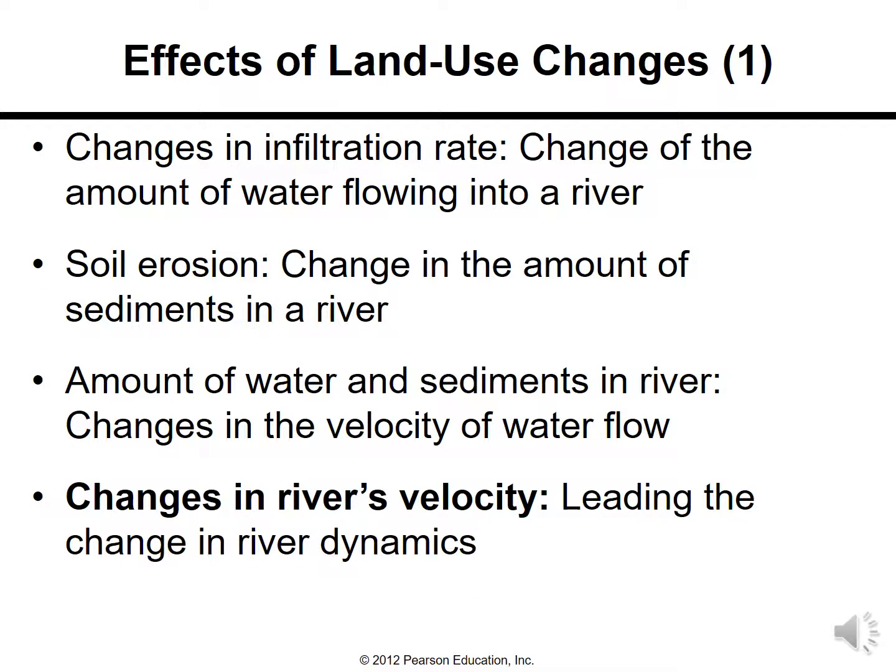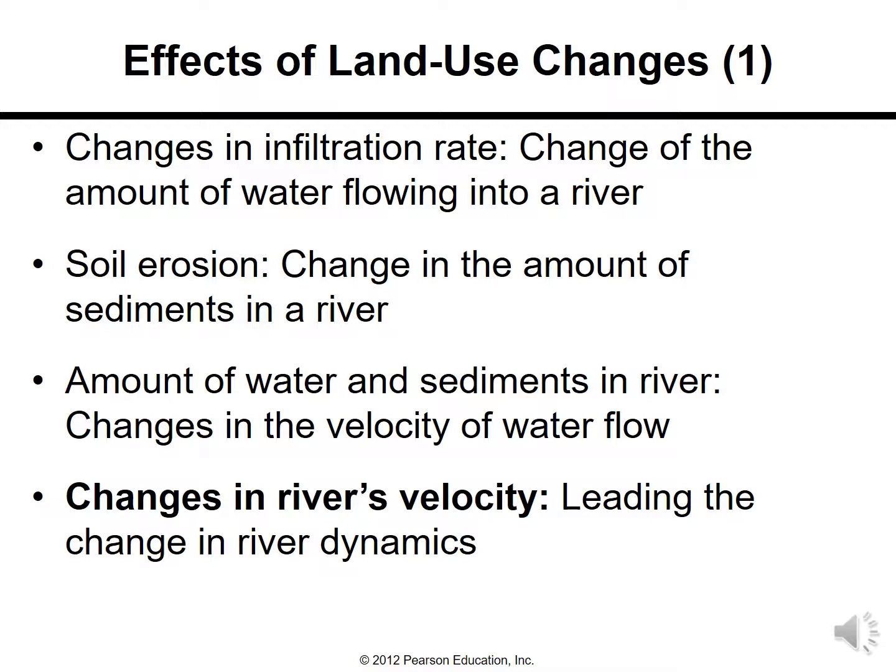The effects of land use changes. The changes in infiltration rate. So what is infiltration? The percolating of water from the surface towards the groundwater table. Infiltration happens when water particles move through the soil particles and reach the groundwater table. So that's the simple understanding of infiltration.